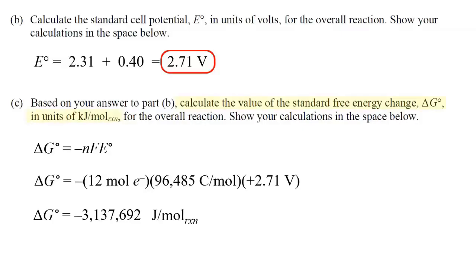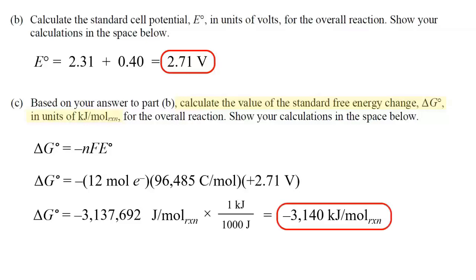So I'm going to divide this number by 1,000 because there's 1 kilojoule for every 1,000 joules. And when I do that math, dividing by 1,000, and I round this number off to 3 significant figures based on the fact that the cell potential has 3 significant figures, and 12 is actually an exact number that doesn't have any limit on my precision, I've taken that number, 3,137,692, I've divided by 1,000, rounding it off to 3 significant figures, and I get my answer to part C, that the delta G is equal to negative 3,140 with units of kilojoules per mole of reaction.